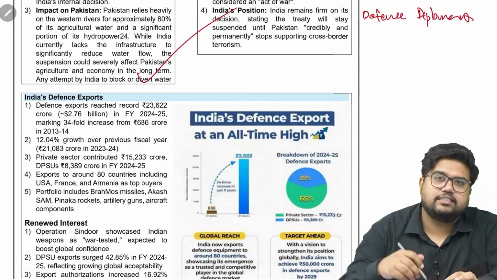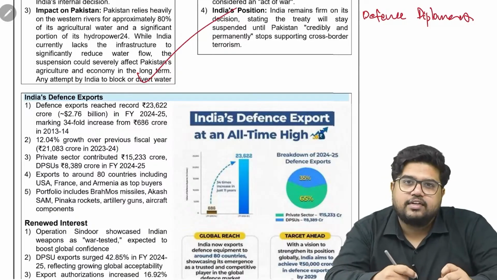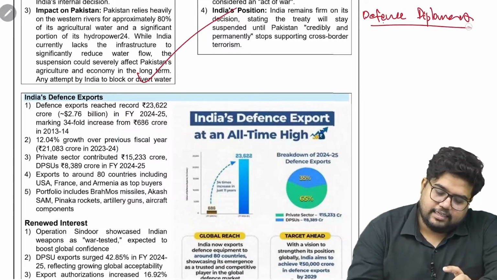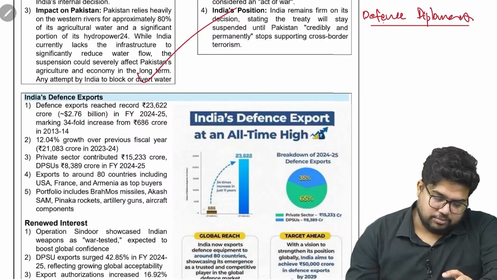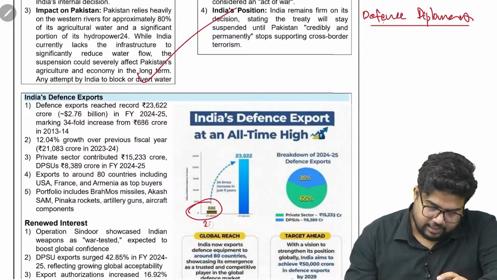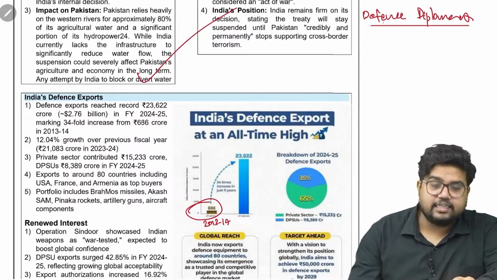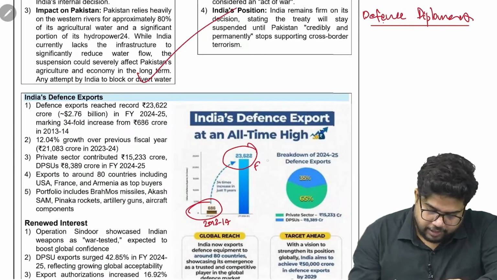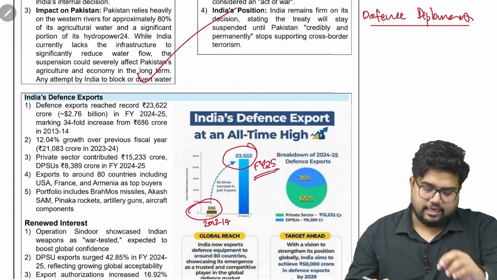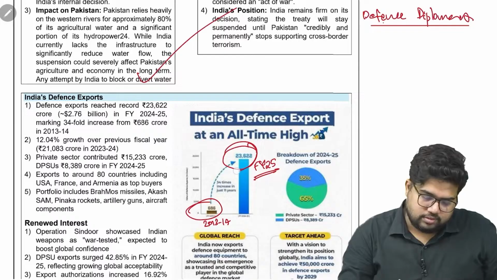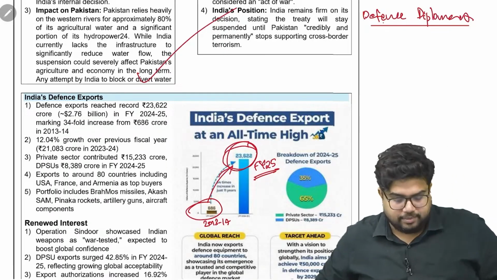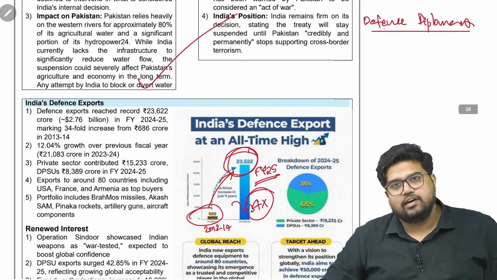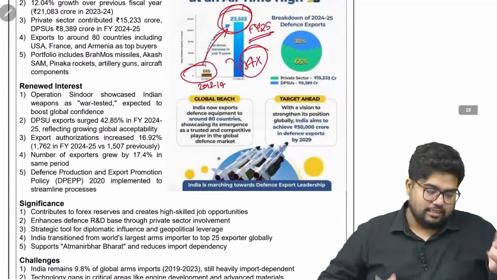Post this conflict, there has been huge demand for Indian equipment, including BrahMos, Tejas and other Indian defense apparatus. If a question comes, you should cite the data. In 2013-14, our defense exports were a meager 686 crore. In FY 2024-25, they have reached a high of 23,000 crore. So this graph comes very much in handy. This is a 34 times increase. You can make this graph and get value addition points.